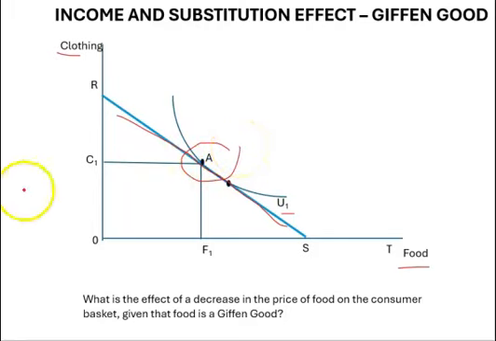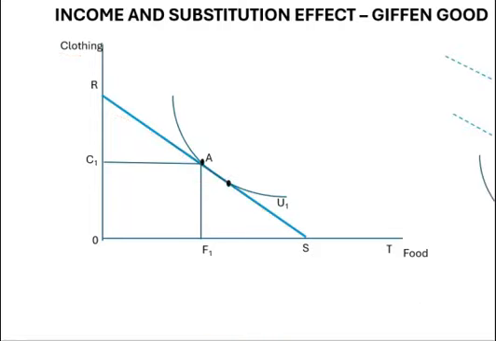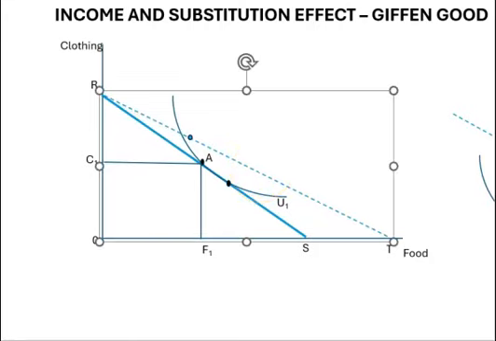The question is, what is the effect of a decrease in the price of food on the consumer basket, given that food is a Giffen good? When the price of food decreases, the real purchasing power increases, and this leads to an outward rotation of the budget line RS, and it rotates to RT. Let us draw it, RT.